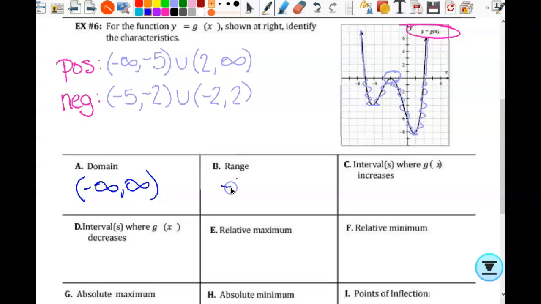-8. And then I go to what? Infinity. I know I don't include my infinities. Do I include -8? Yes, -8 is a y value that is graphed on the function, therefore it is included.